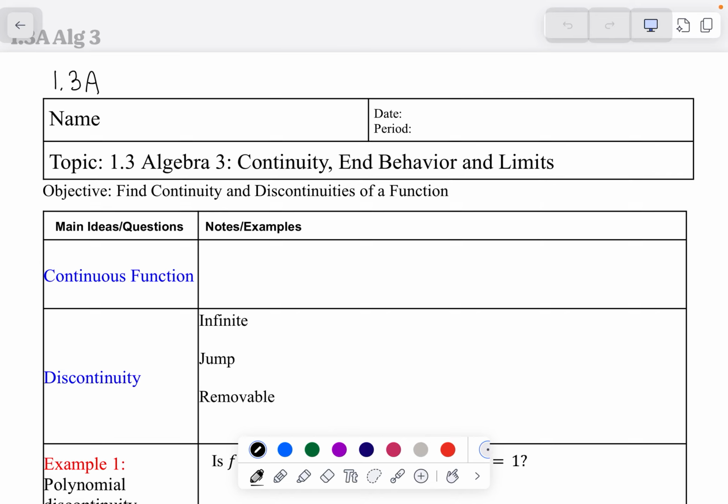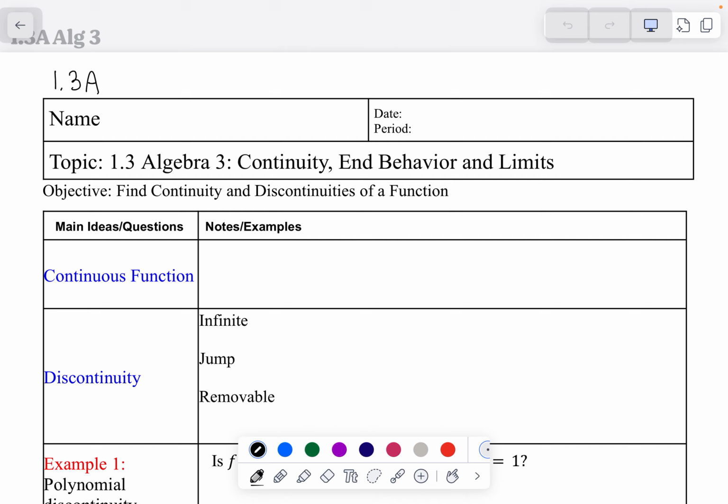Okay, so 1.3. You might have noticed in this chapter, we are looking at what makes something a function, how do some functions look differently than others. Yesterday we talked about even and odd and their symmetries. Today we're talking about something called continuity and end behavior and limits. Now this is something that will prepare you if you ever take a higher level math in your future. But again, all of these things go together. It's about what a function looks like, what's it doing, all of those things.